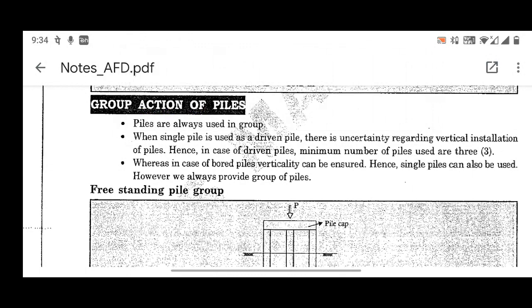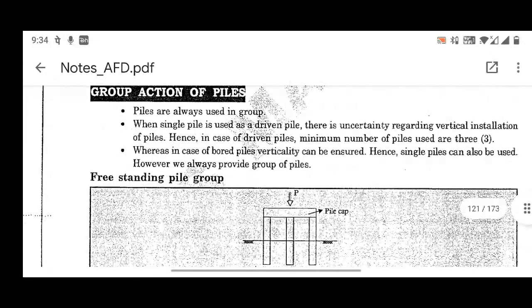Whereas in case of bored piles, verticality can be ensured and a single pile can also be used. However, we always provide a group of piles. Bored piles are such type of piles where we are simply creating a hole in the ground and later filling it with concrete. Means first you put reinforcement and then you pour concrete over it.